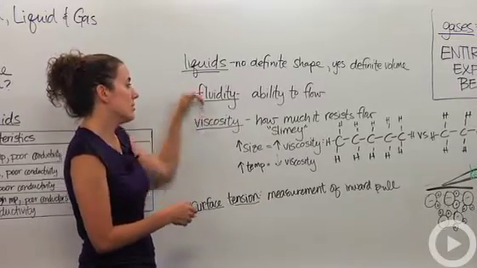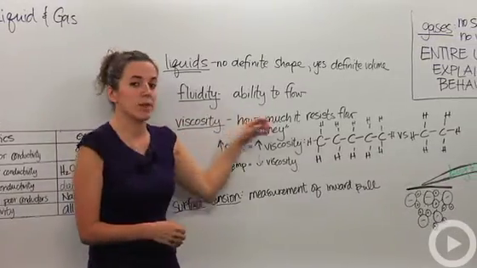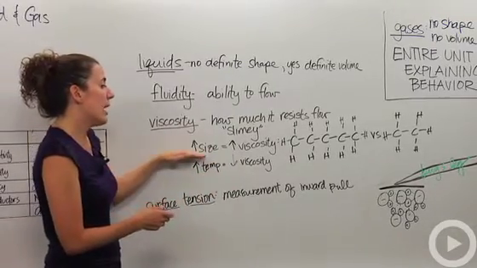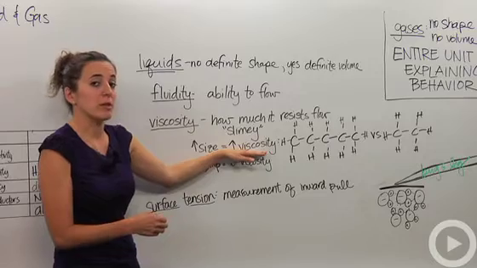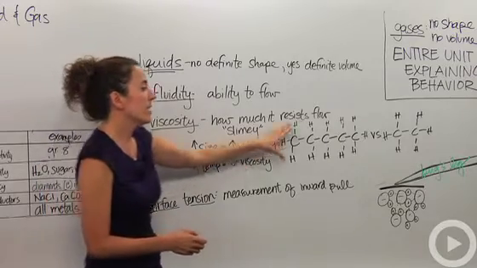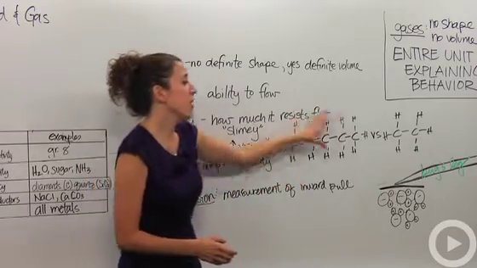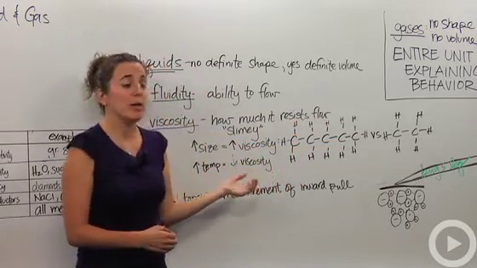But the opposite of fluidity is viscosity. It's how much resistance to flow it has, how slimy it is, how much it doesn't like to flow. So the bigger the size, the larger the viscosity, or the more likely it won't flow. So let's take these hydrocarbons, for example. This large hydrocarbon is not going to flow as much.